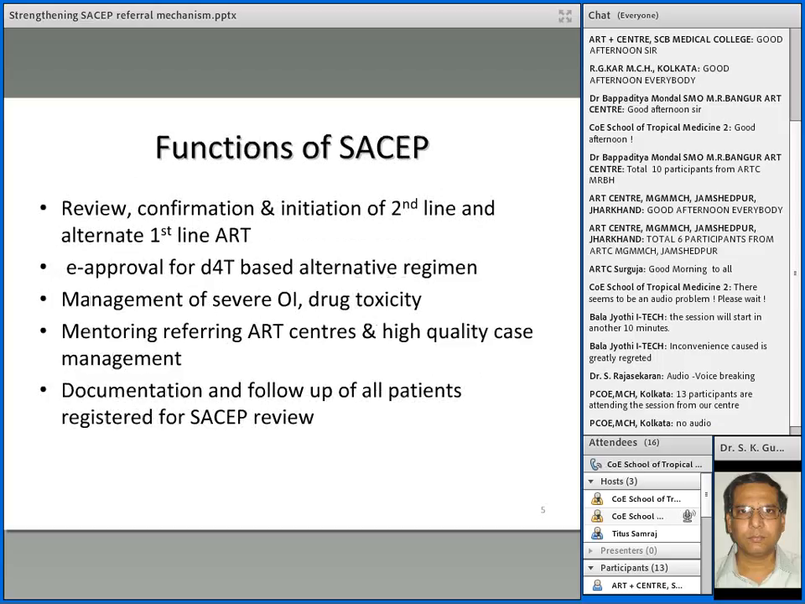Now, what are the functions of the SACEP? The main function is to review, confirm and initiate second line as well as alternate first line therapy for patients referred from the referring ART centers. That's one. Second is e-approval for D40 based alternative regimen. We'll be highlighting it in subsequent slides. Third is management of severe opportunistic infections as well as drug toxicities.